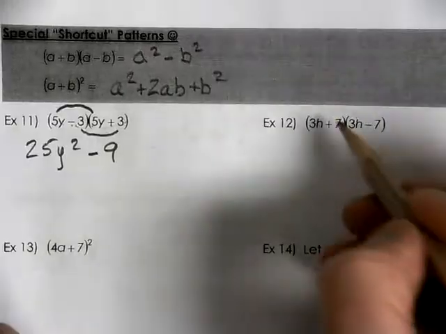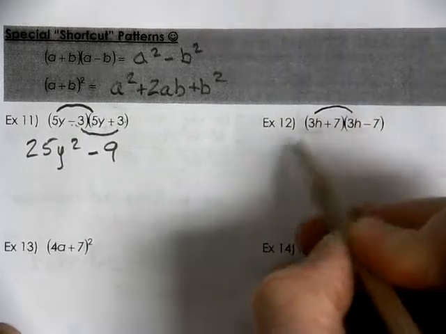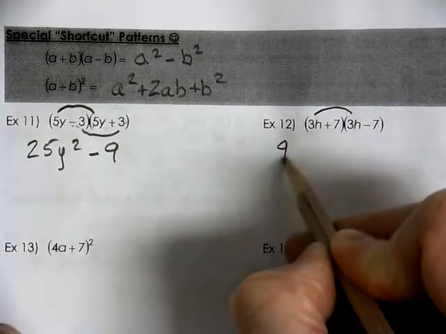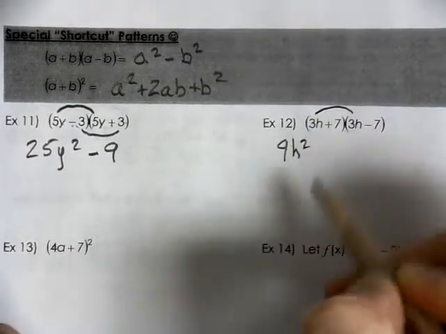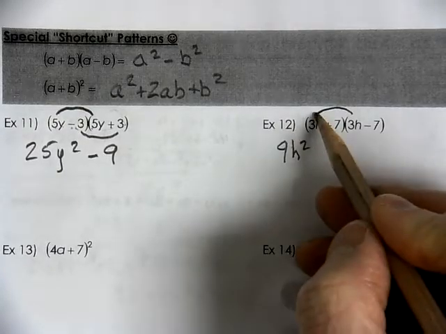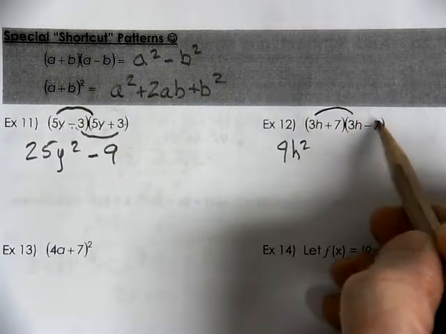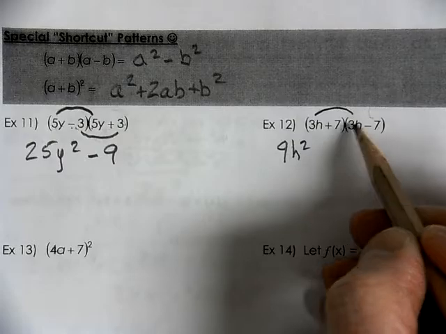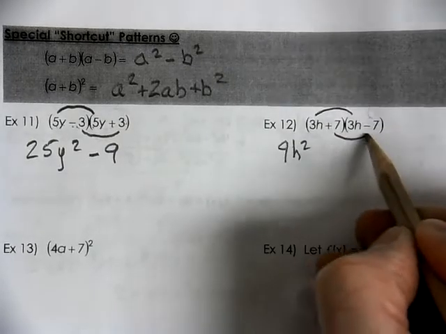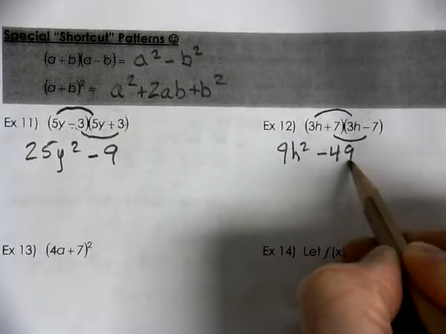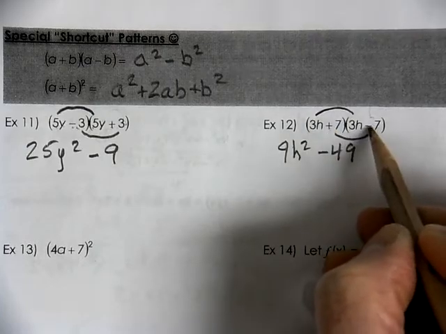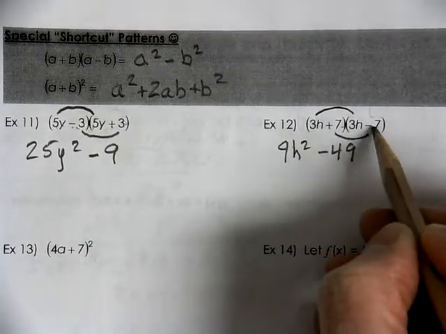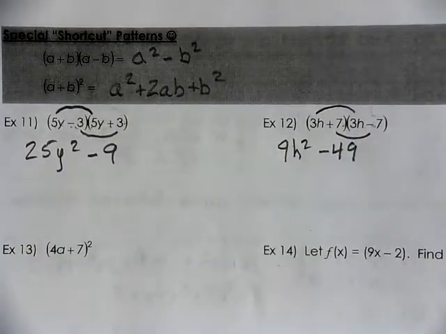We get the same thing here on the other side. 3h and 3h. 3 times 3 is 9. H and h is h squared. When you FOIL the outer and the inner, you get negative 21 and positive 21. That makes 0. So we just say negative 49. A positive and a negative make it a minus. 7 and 7 multiply to be 49.